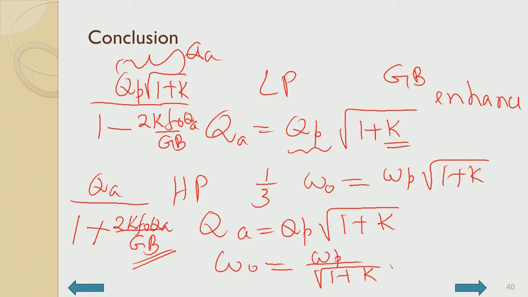So, you have to select the gain band product of these op amps such that this factor 2k into f naught into QA by GB is much less than 1. In this case, it does not become unstable. However, in this case, it is likely to become unstable if this comes close to 1. And therefore, it is a precaution that you should take in order to make these circuits work, that you should select the gain bandwidth product of the op amp or active device that you are using properly in filter design. Otherwise, all these dangers of deviation from the design performance will be the result. Okay. So, thank you very much.